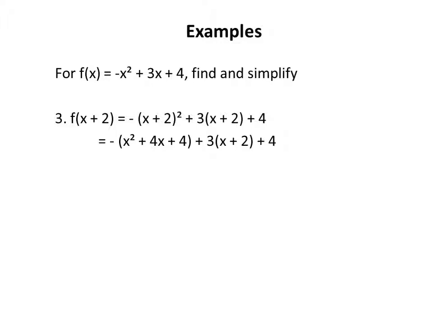Now the next line, we have distributed the -1 and eliminated the parentheses. So that's negative x squared, negative times a positive makes it negative 4x, negative times a positive 4 makes it a negative 4. Plus 3x, now distributing the 3, so that's 3x plus 6 plus 4. And if we combine the like terms, we get negative x squared, negative x plus 6.